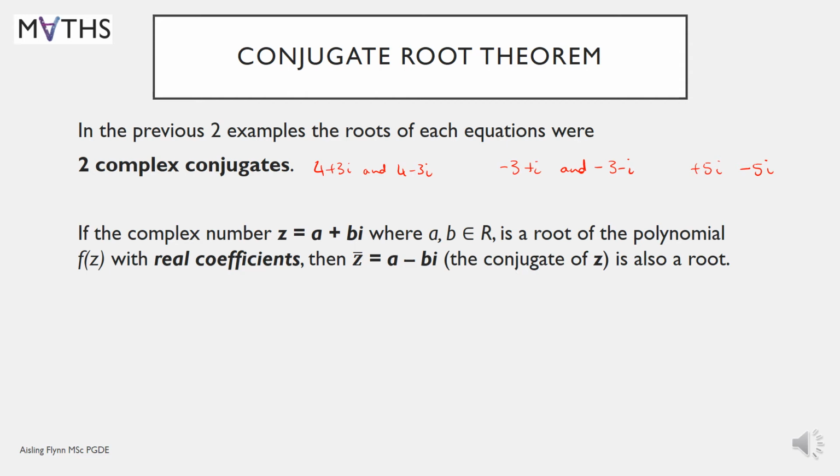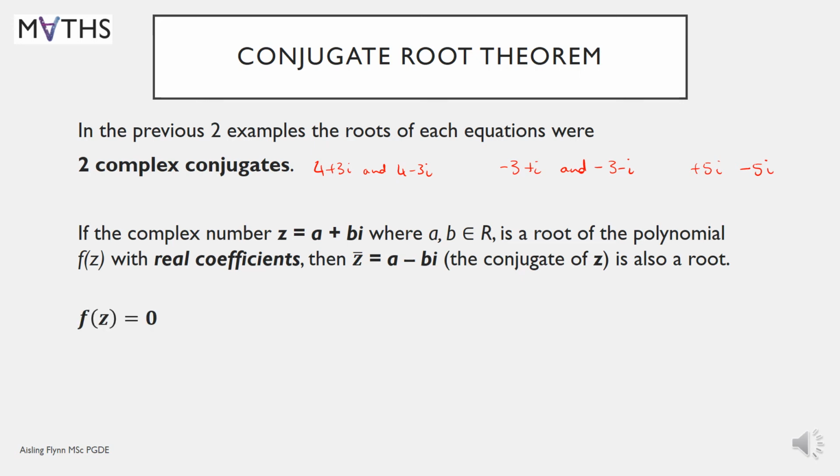If the complex number z, a plus bi, is a root of the polynomial f of z, we'll explain the big words in a minute, with real coefficients, then z bar, a minus bi, which is the conjugate of z, is also a root. So what does that mean? A polynomial just means a multi-part equation, like a quadratic equation. If you have a complex number as one root, then its conjugate will be a root also, and that's known as the conjugate root theorem.